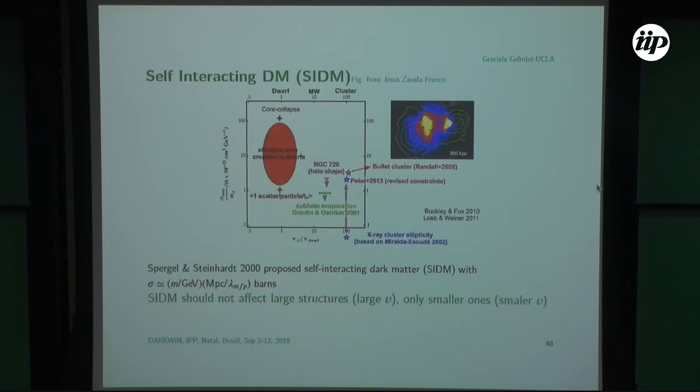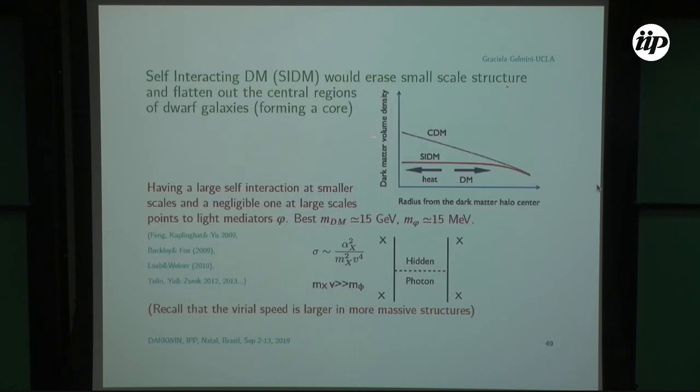If the dark matter has close to this maximum, and the maximum allowed changes, it is smaller for larger scales. So for larger scales, you should not affect much. And for smaller scales, you would want to have this change introduced by SIDM, self-interacting dark matter. If this dark matter is very close to the upper limit, then you do something. What you do is that you would erase part of the small scale structure in galaxies. You could flatten out the central regions of the dwarf galaxies. This is what you will have.